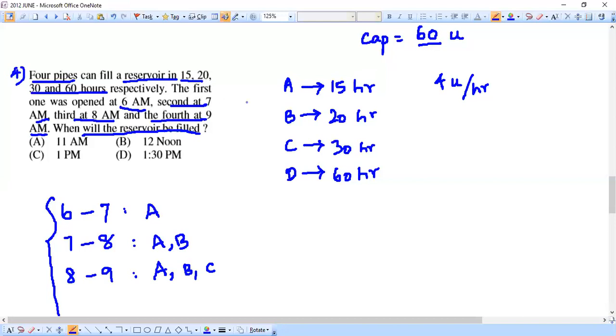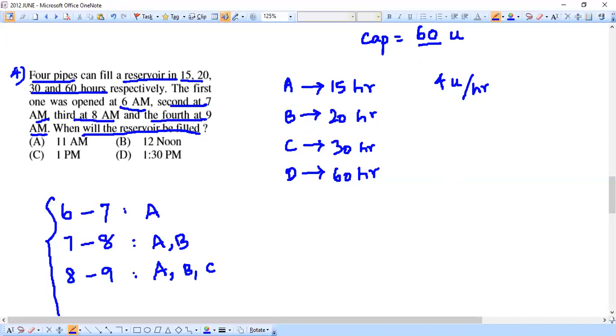Now think, if pipe A can fill 4 units in 1 hour, so for every 1 hour it can fill 4 units, 4 units, 4 units. So that means in 15 hours it can fill all the 60 units. Do you understand this? This is what is efficiency. In 1 hour or in 1 day, how many units of work is done? This is called the efficiency. So this is what we have to calculate.